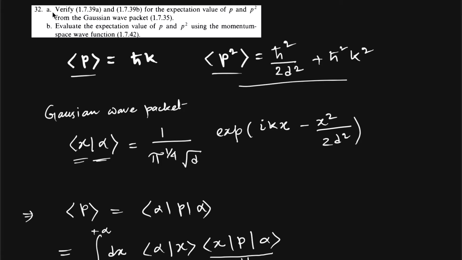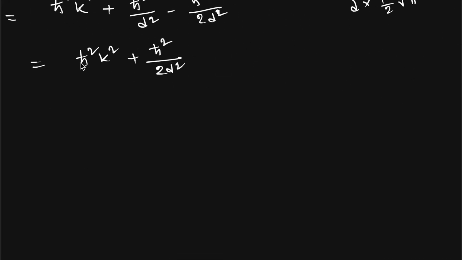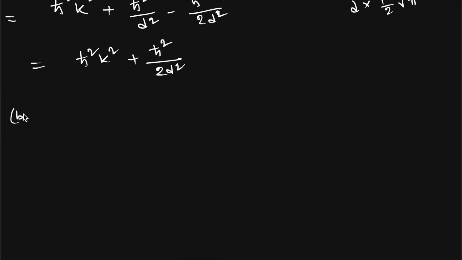So we have solved the A part of question 32. Now let us see the part B of question 32. Here it is asked, evaluate the expectation value of p and p square using momentum space eigenfunction. So first we have to rewrite this Gaussian wave packet in momentum space. So how can we do so? Let us see that quickly.